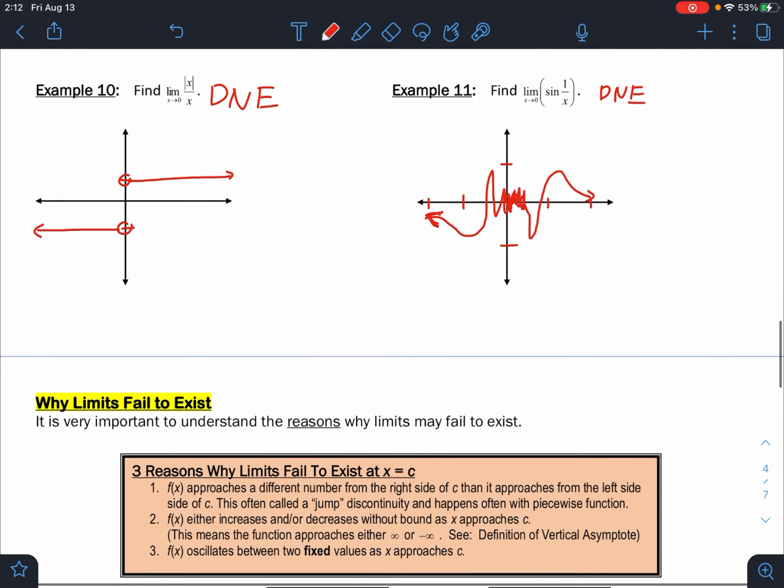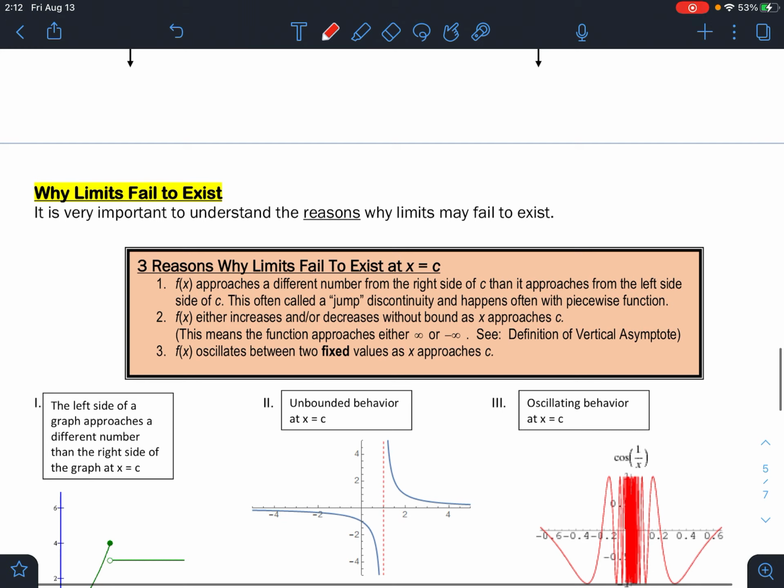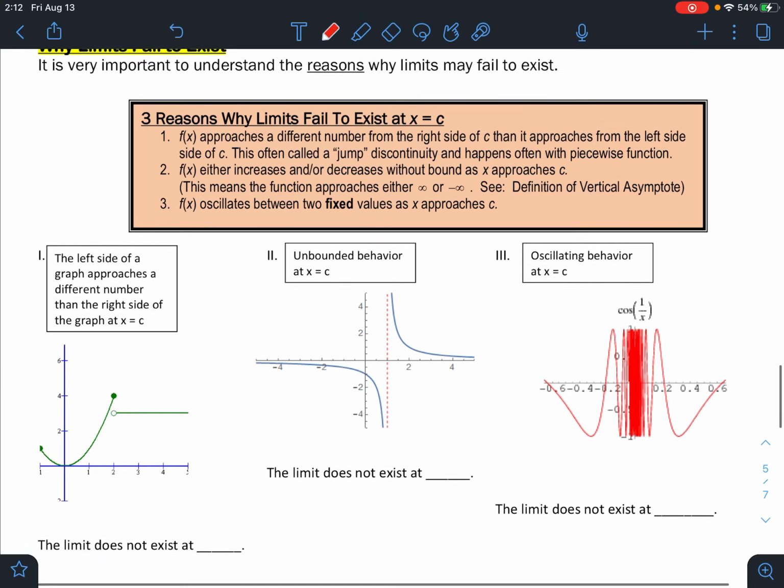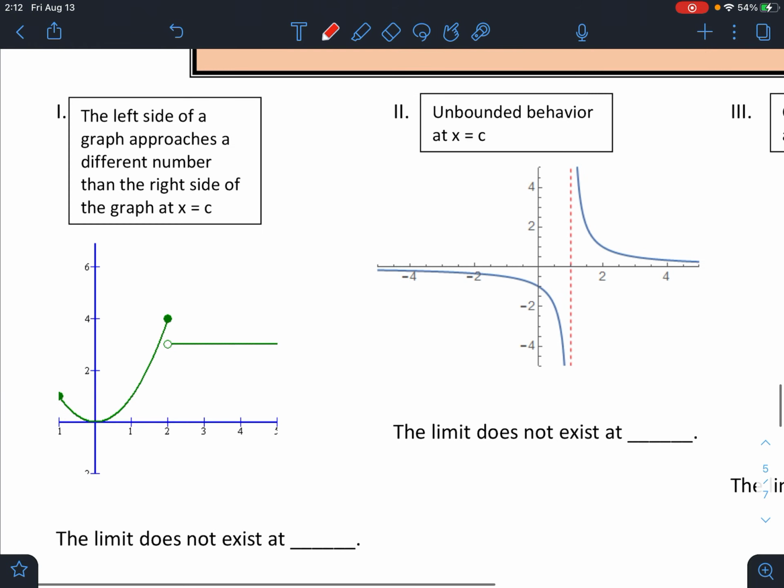So that brings us to why limits fail to exist. There are 3 reasons a limit might not exist. The first one, the function approaches a different number from the right side of c than it approaches from the left side of c. We call this a jump discontinuity. It's also called a non-removable discontinuity. We'll learn about that in future lessons. And it often happens with piecewise functions. You can see here, here's an example of one. The left side limit would be 4, the right side limit would be 3. They disagree, therefore the limit does not exist at x equals 2.